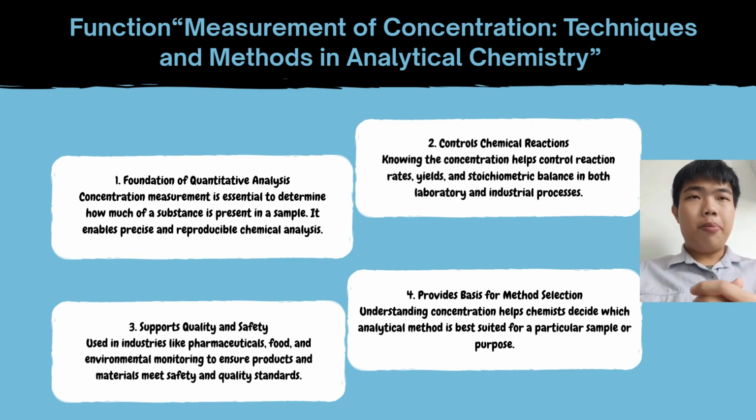In industry like medicine, food, and environment, concentration measurement ensures quality and safety. For example, correct drug dosage or detecting pollutants in water. Finally, understanding concentration helps scientists choose the right analytical method such as titration, spectroscopy, or chromatography. To sum up, measuring concentration is a key part of chemical work. It supports accuracy, safety, and critical decision making.